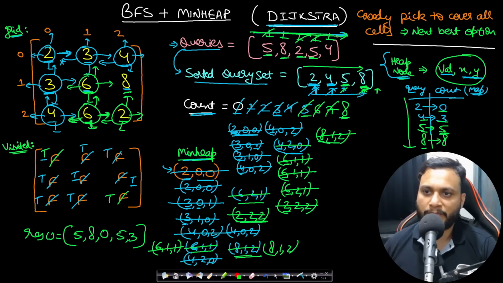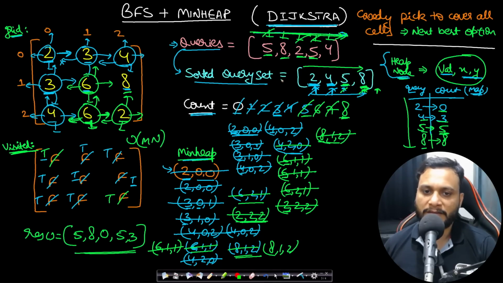So this is how you can build the result, and this is your final answer. So I hope this is clear. Now in this case, we are using extra space, which is the visited array and the heap. So you can consider the extra space to be order of mn.